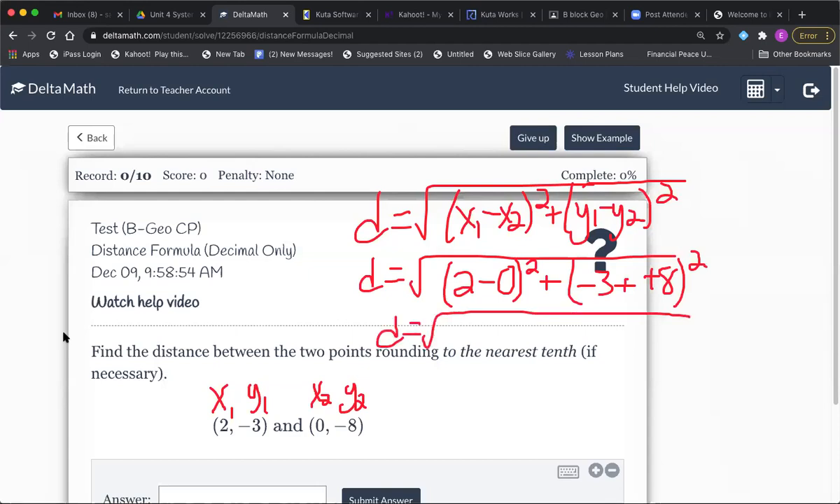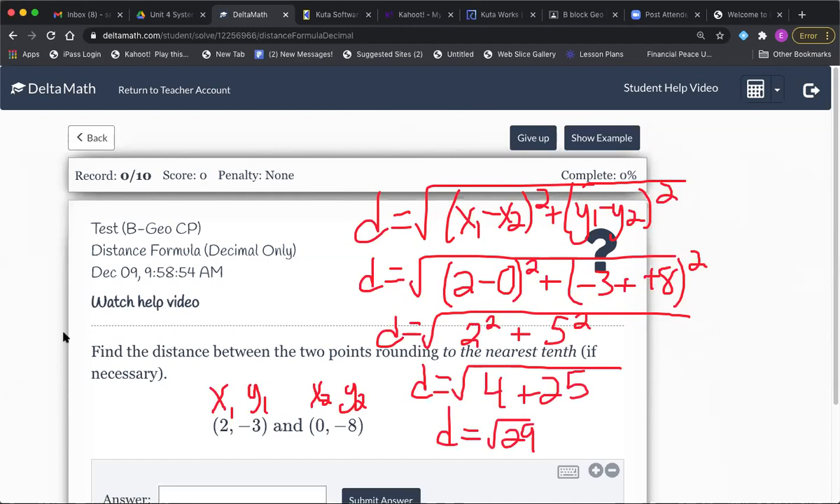2 minus 0 is just 2. -3 plus 8 is 5. Okay, so 2 squared is 4, 5 squared is 25, 4 and 25 is just 29. And I just need to ask my calculator what that is. And I get, now be careful. How is this going to round? So here it is. Here's what your calculator is going to say. 5.38516, and so on. So what does this round to if you are rounding to the nearest tenth?